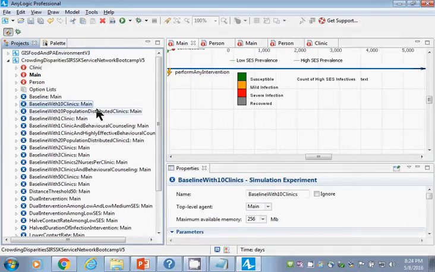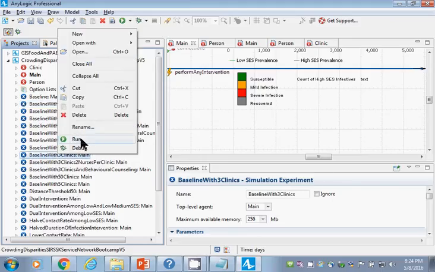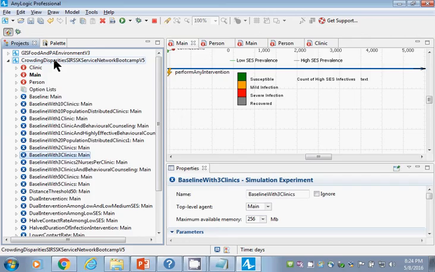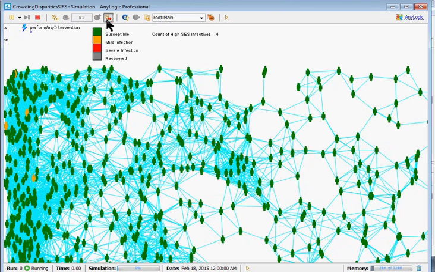Let's try running the model with 3 clinics. So I'm baseline with 3 clinics here. Okay, and I just ran that, and I don't see anything happening. Nothing at all. What's going on? Let's try that again. Nothing at all.